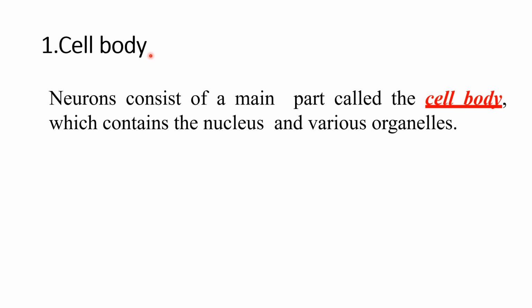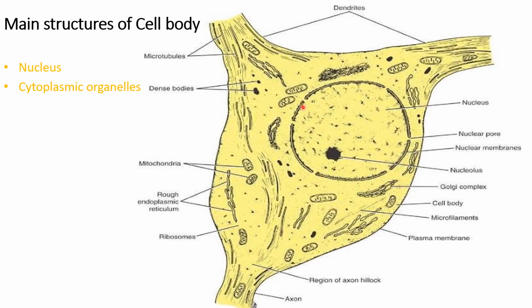The cell body. The key point is the neuron consists of a main part called the cell body. It contains the nucleus and various organelles. Here, in this picture, you can see this is the nucleus, and within the nucleus there is the nucleolus. This is one main part of the cell body. Then within the cytoplasm you can see many organelles. We can draw this picture roughly, including the different organelles, and label it, so that the description of the main structures of the cell body will be complete.